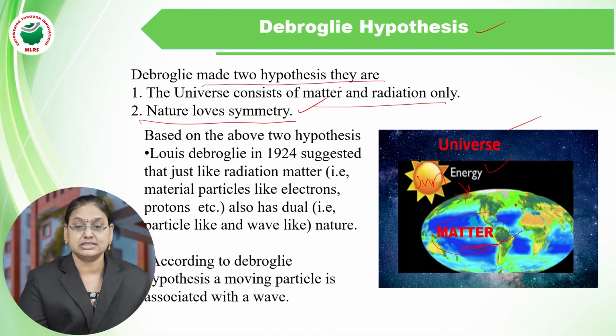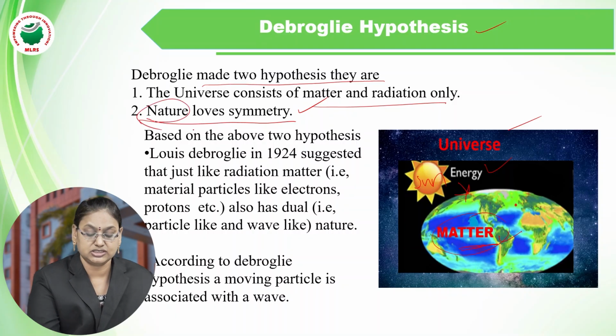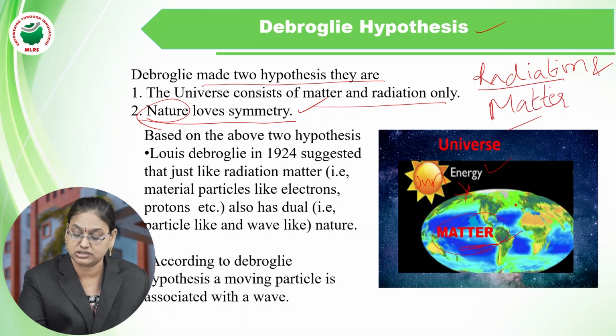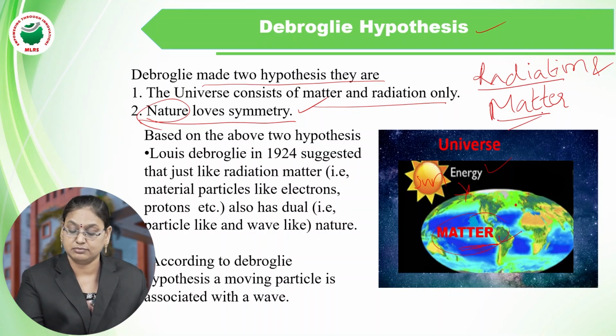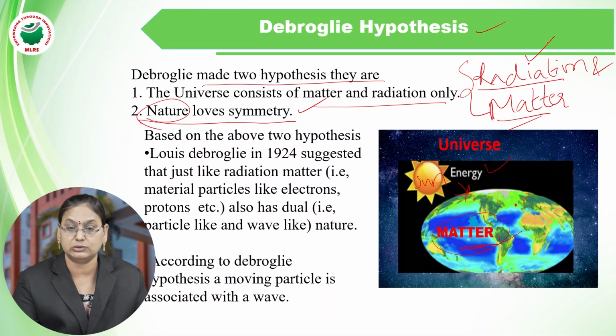Second one, nature loves symmetry. Symmetry means fundamental entities should have similar characteristics or properties. So what are the fundamental entities present in nature? The fundamental entities present in nature are radiation and matter. That means both radiation and matter should have similar characteristics. Therefore, since radiation is having dual nature, matter should also have dual nature.